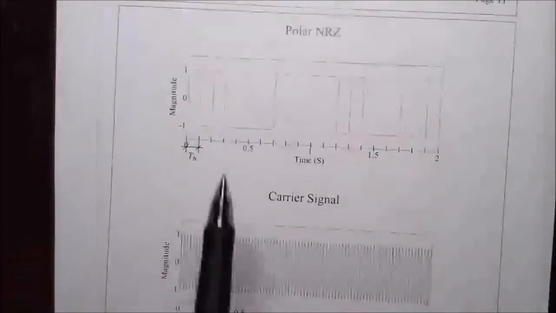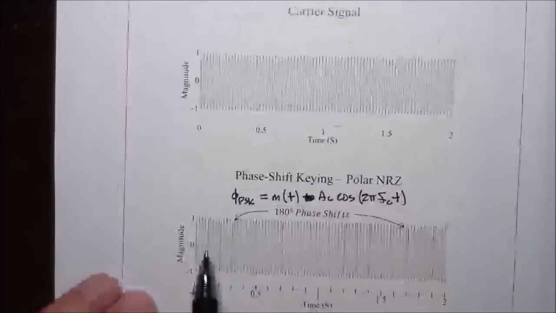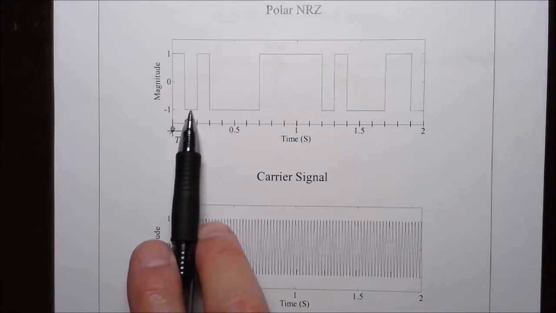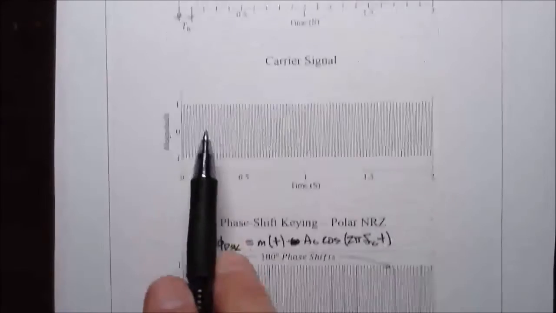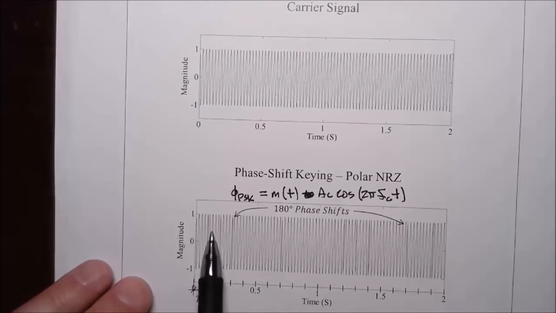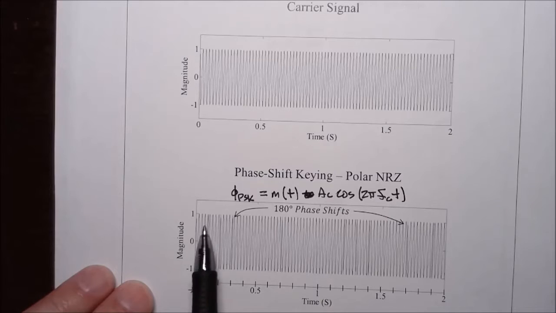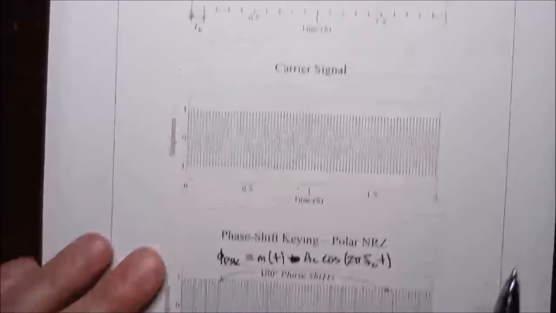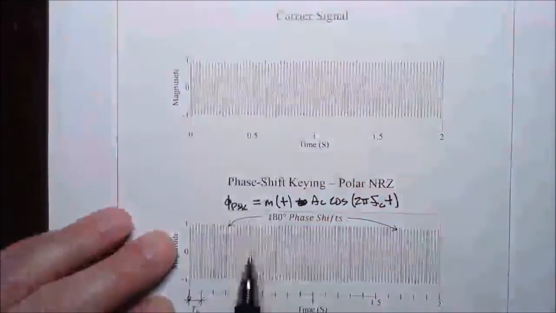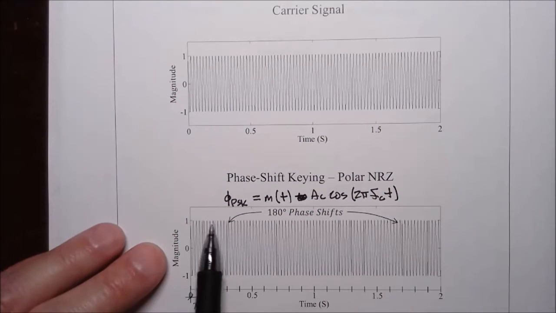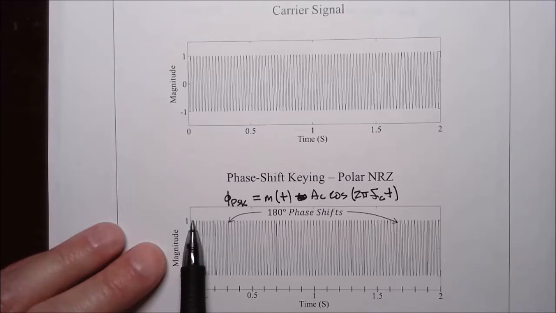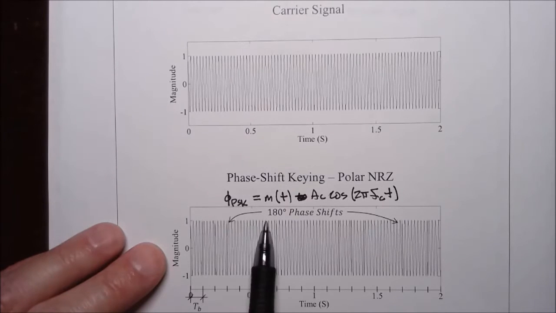So when the message signal is a 1, we get the carrier signal straight up. And when the message signal is a 0, the message signal is -1. This is for a logical 0. We get -1 times the carrier. That gives an inversion to the carrier signal. So there's a phase shift from a phase of 0 degrees to a phase of 180 degrees. And then when it multiplies by a +1, we get another phase shift back to 0 degrees. So the phase is changing: 0, 180, 0, 180, 0.